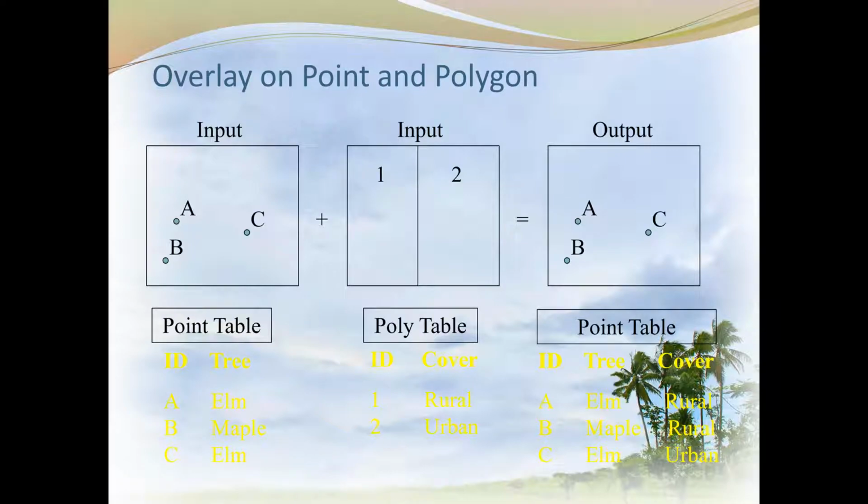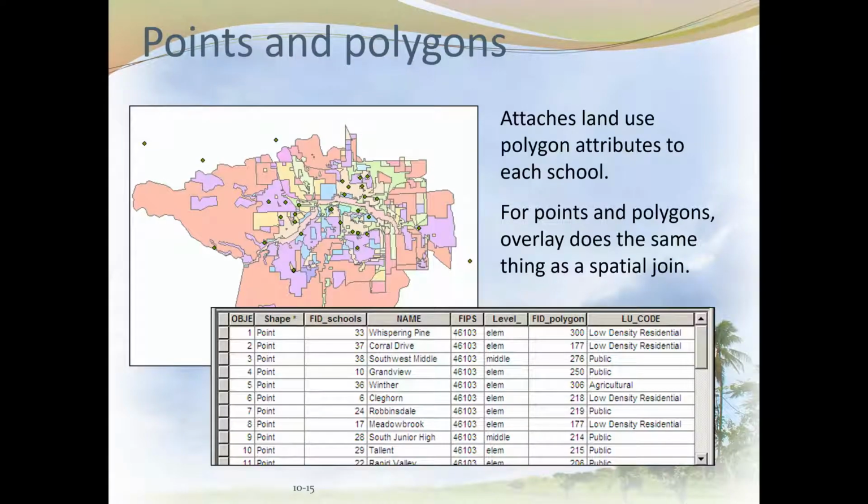Okay, overlay on point and polygon. Here we have an input and output, and we can see the point table: tree, we have elm tree, maple tree, and elm tree. And for the input polygon table, we have rural and urban. So we could say that the elm tree is in rural, the maple tree is in rural, and the elm is in the urban area. Okay, so next we will talk about points and polygons. Points and polygon overlay attaches the land use polygon attribute to each school, and it does the same thing as the spatial join.